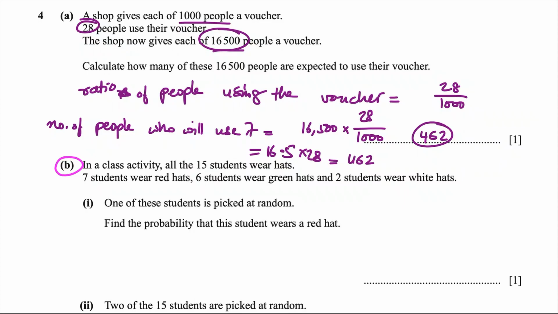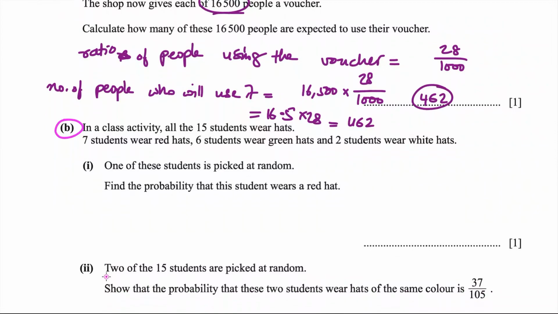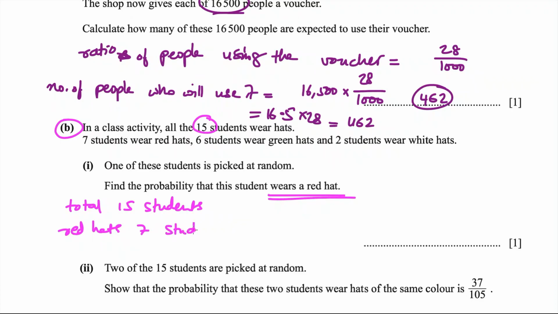So B bit. In a class, all 15 students wear hats. 7 students wear red hats, 6 students wear green hats, and 2 students wear white hats. One of the students is picked at random. Find the probability that this student wears a red hat. There are 15 students in total, and the total students with red hats is 7. The word random is very important. That means any student can be picked. So what is the probability now? The probability is 7 by 15.